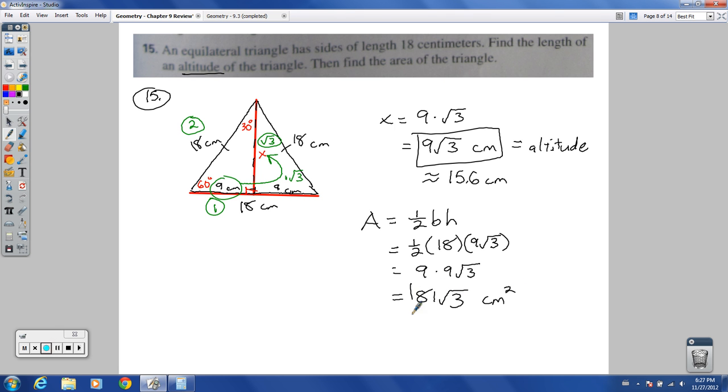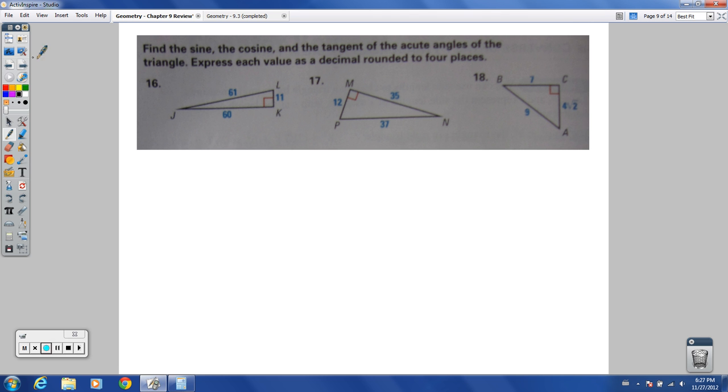It's an area. You plug that in to get an approximate value, you would get about 140.3 centimeters squared if you round that to the nearest tenth. Let's take a look then at number 16, 17, and 18. So we should remember with these ones now, SOHCAHTOA.